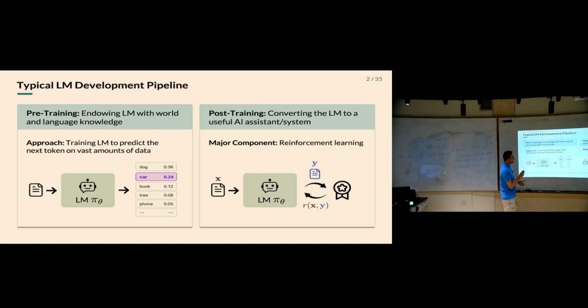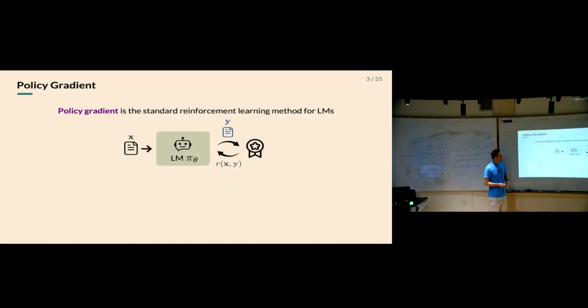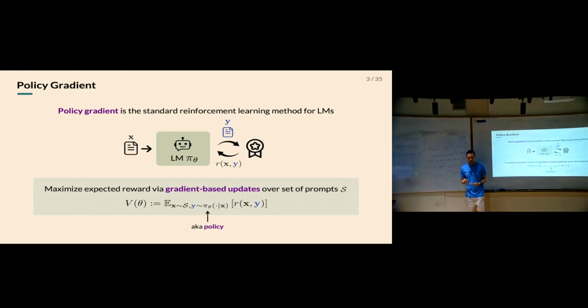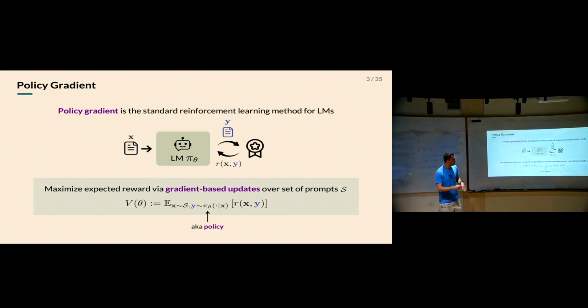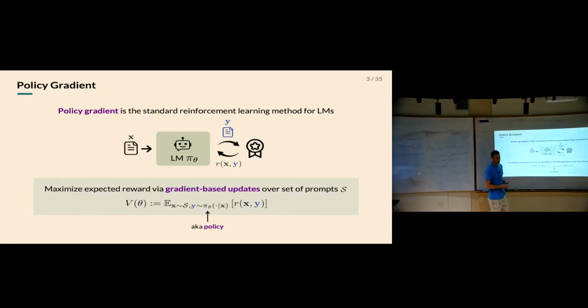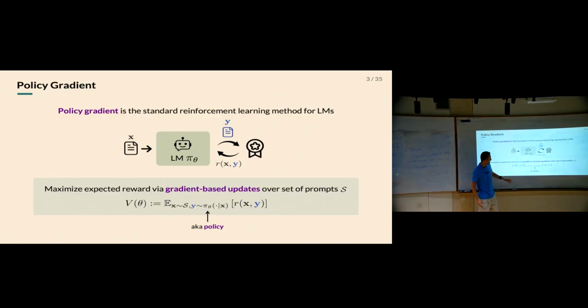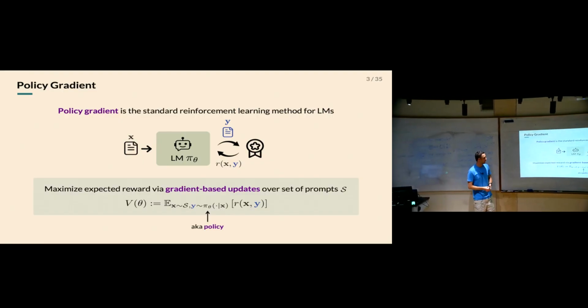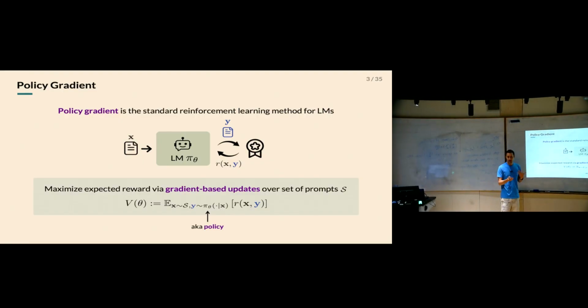There are different types of methods for reinforcement learning. The one which is standard for training language models is called policy gradient. This just amounts to maximizing the expected reward using gradient-based updates. Very simple. So we have some set of prompts S. Your objective here is V, the value function, the expected reward. And you're taking gradient updates with respect to theta, where pi theta is the language model. In this context, it is also called the policy. So when I say policy, what I mean in this talk is just the language model. I'm going to use these interchangeably.